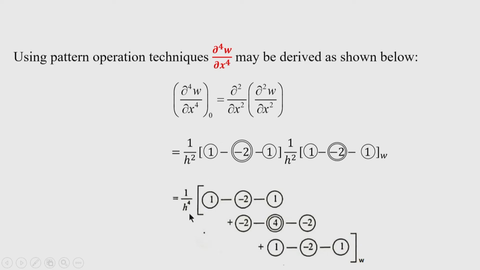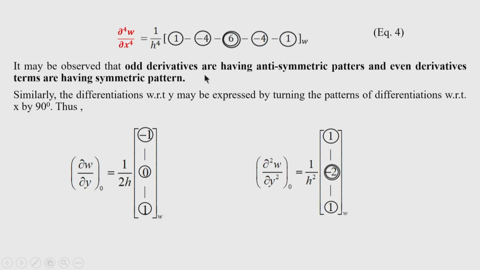Now, here you can see that because it is an even derivative, the symmetry pattern is obeyed. So, how can it be obeyed? Say here the center value is 6, 1 plus 4 plus 1, which is 6. On the left hand side you are getting minus 4 and 1, and on the right hand side also minus 4 and 1. So, in the stencil form I can write it as 1, minus 4, 6, minus 4, 1. So, it is completely symmetric, all right.